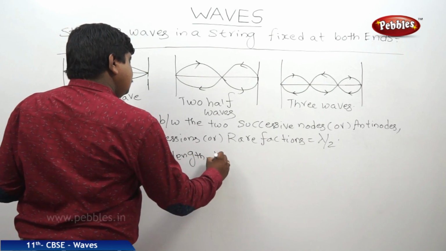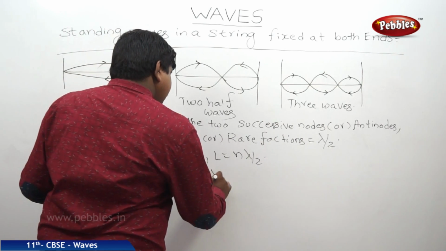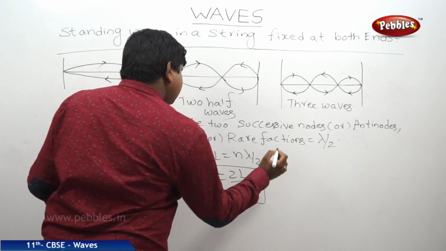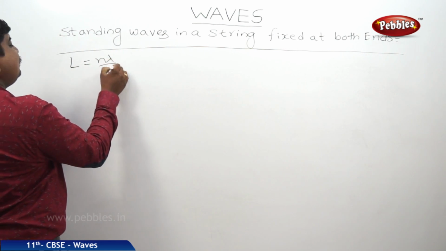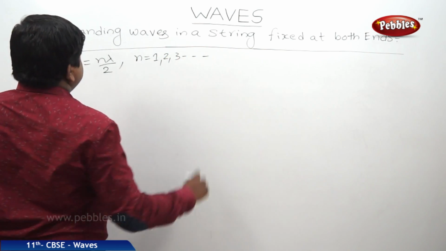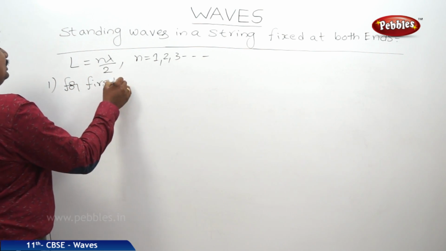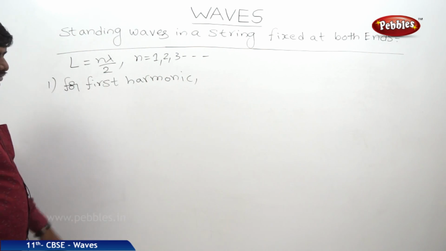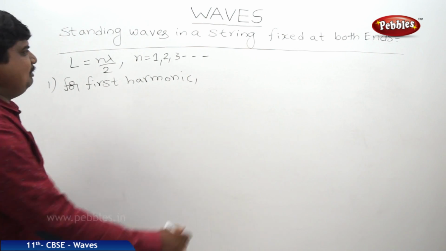So, we can say that the length L is equal to n lambda by 2. Therefore, lambda is equal to 2L by N. So L is equal to N lambda by 2, where N is equal to 1, 2, 3, etc. So for the first harmonic, we are finding the frequencies of the first harmonic, second harmonic, third harmonic, nothing but the fundamentals of vibration or modes of vibration.